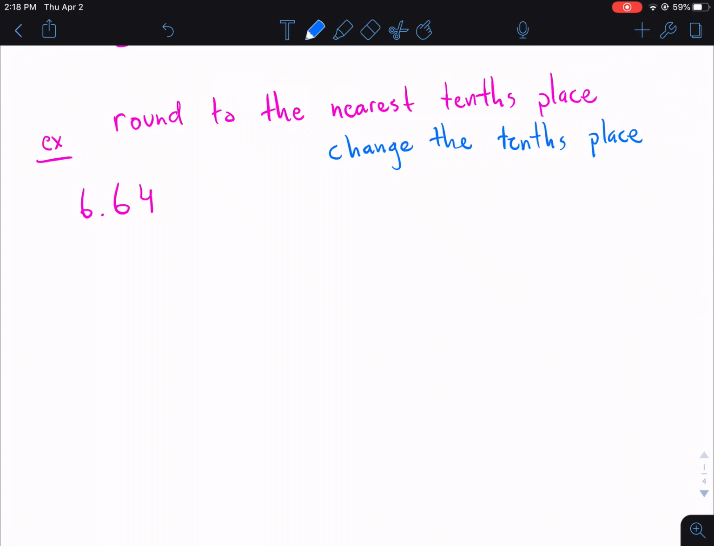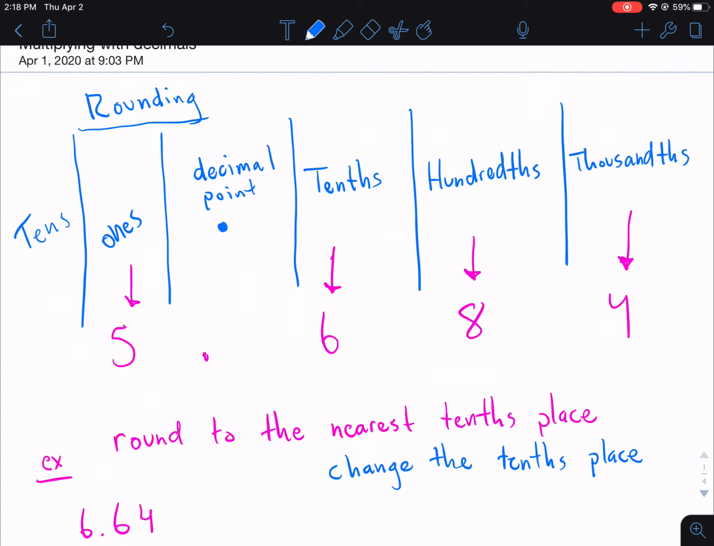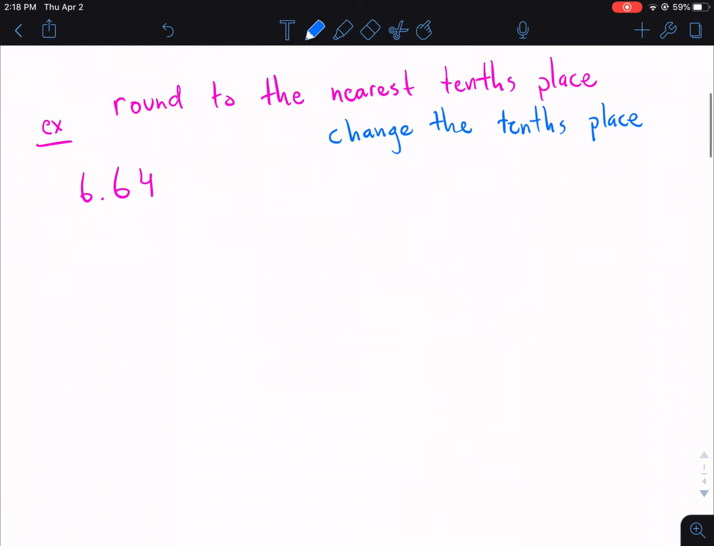So what number is in the tenths place? Let's look at our chart. We go from the decimal point and we go to tenths. How many times do we go to the tenths place? One time. So let's move one time from the decimal point. What is in my tenths place? 6. Underline the 6. Now remember, we always look to the number to the right of 6. So what number is to the right of 6?